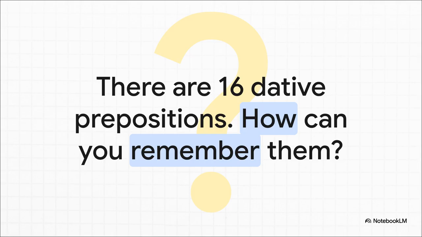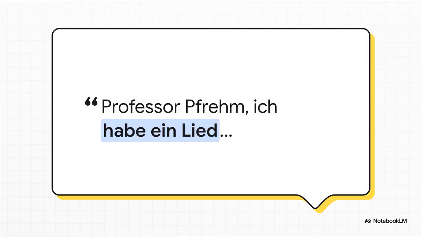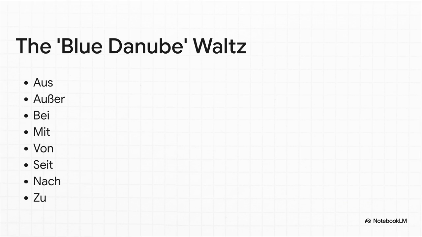But don't worry, there's a trick. And this trick comes from this wonderful little story. A student in class apparently had this amazing mnemonic device and told their professor, "Hey, I have a song for the dative prepositions." And here they are. These are the 8 most common dative prepositions, and they will cover you in the vast majority of situations. And that student's song? It turns out you can sing this list perfectly to the tune of the Blue Danube Waltz. No, seriously, try it.